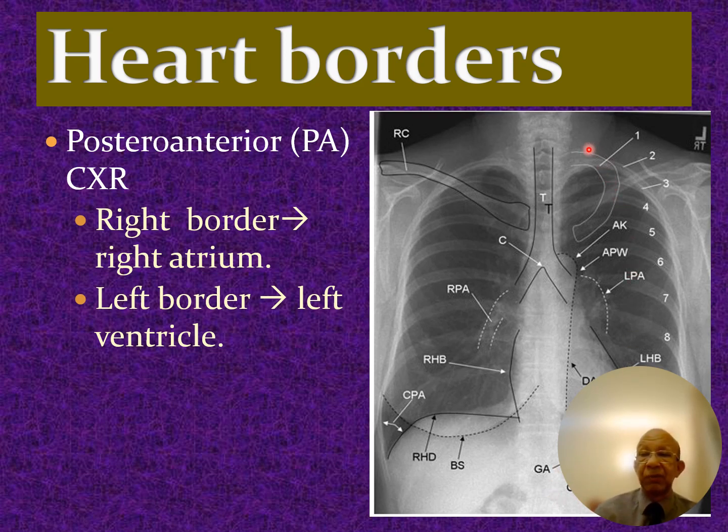Now, these are the ribs. This is the first rib. This is the posterior aspect of the rib, and this is the anterior aspect of the rib. The posterior aspect is usually horizontal, while the anterior aspect is usually oblique.